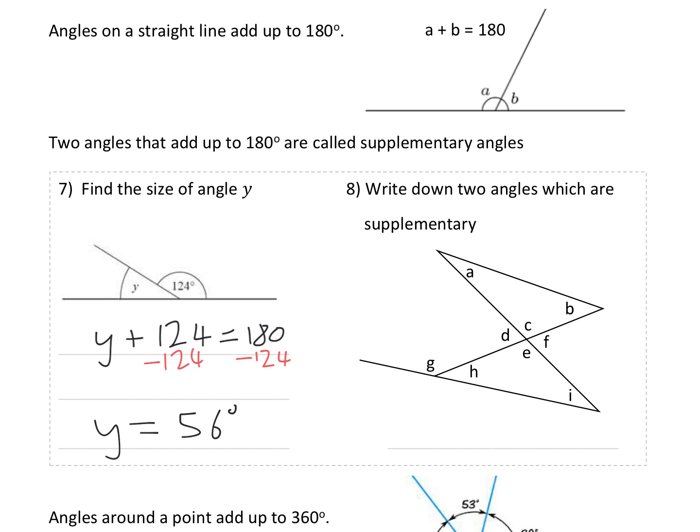Number 8. Write down two angles which are supplementary. So supplementary angles are the ones that add to 180. They're the ones that will be on a straight line. So G and H, they're on a straight line. So there's one answer.